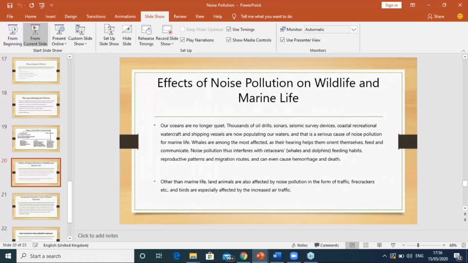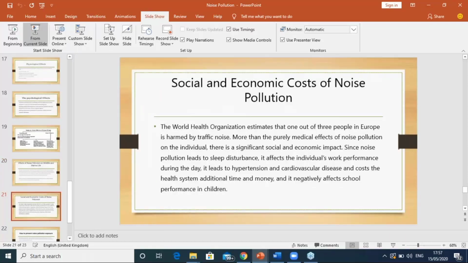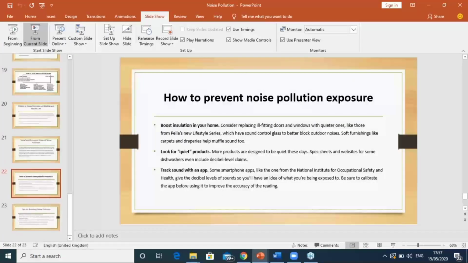Some go into their holes, others have to move. It's quite enormous. So how do you prevent noise pollution? Finally, before we round up, how do you prevent noise pollution?